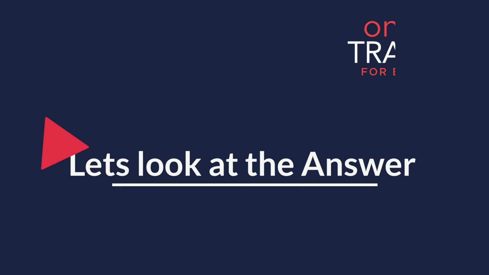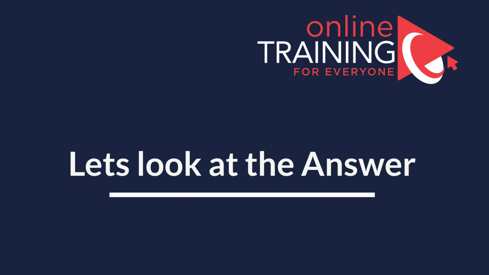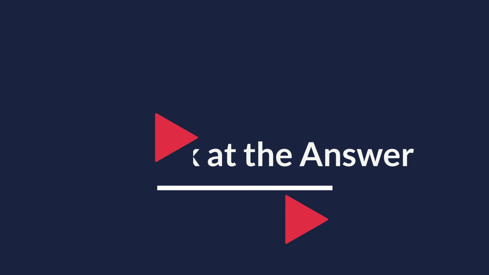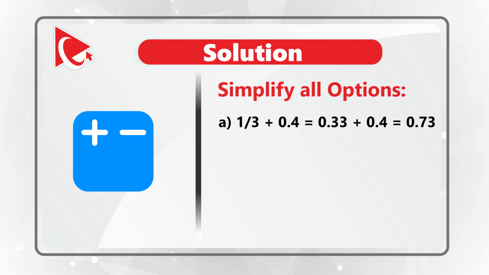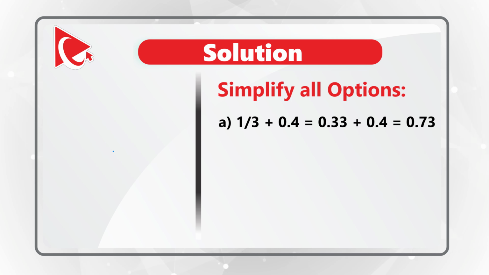The tricky part here is that the question is designed to make you do a mental math. To get to the final answer, you need to simplify all the options. For example, option A, 1/3 plus 0.4 equals 0.33 plus 0.4, which is 0.73.